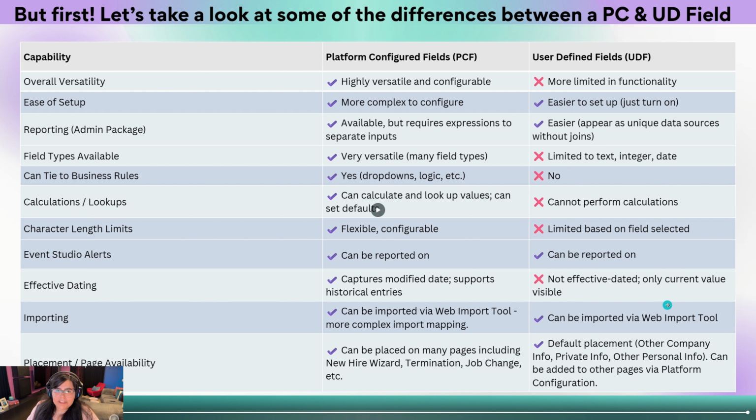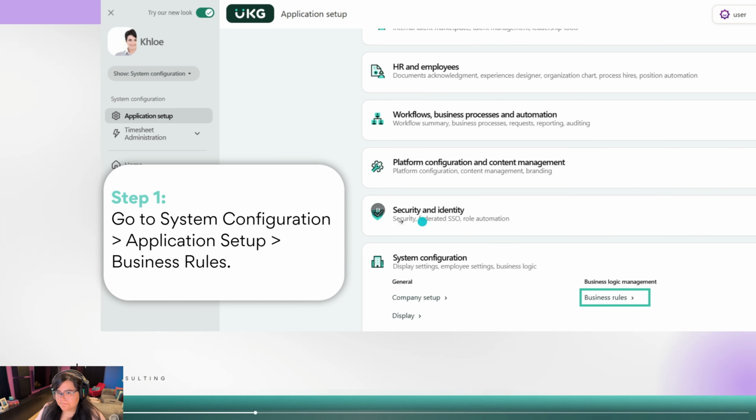There's a limited number of fields that UKG gives you with these. So that's why a lot of people resort to platform configured fields. You can't use drop downs. So with UDF fields, you can limit the characters and you can make it visible to administrators, managers, or employees. Those are your three options there. So not as much flexibility as you can with PCF fields. So definitely something to consider before choosing either option.